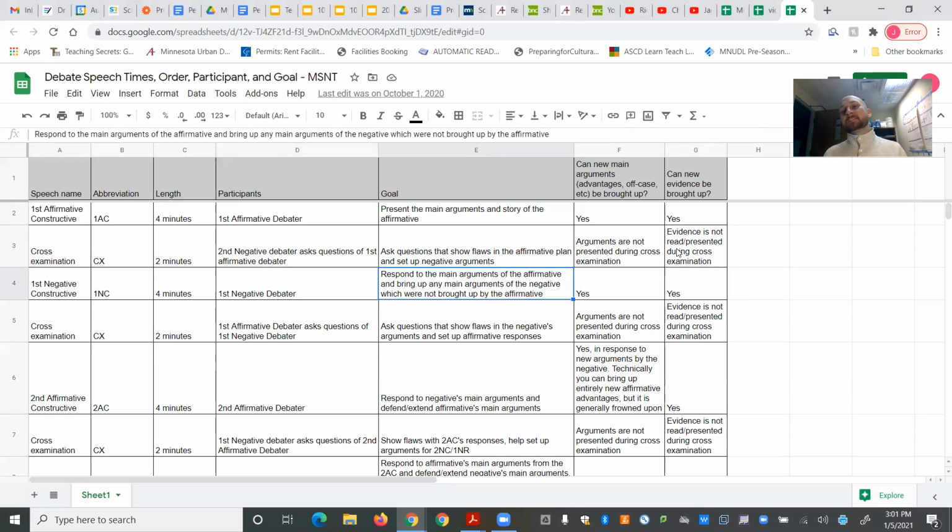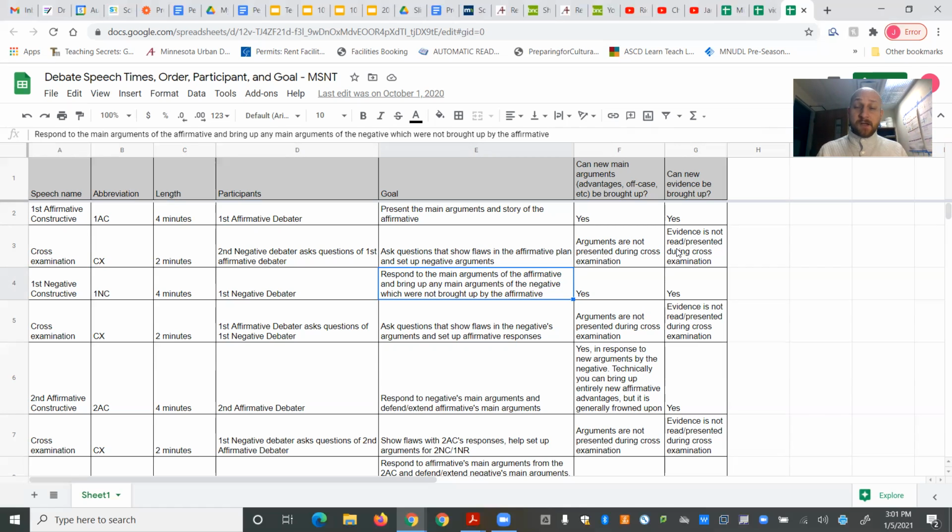Okay, and the goal of this speech of the 1N is to respond to the main arguments of the affirmative and bring up main arguments of the negative that weren't brought up in the affirmative. So let's say you're a novice debater and you want to talk about the disadvantage, and obviously the affirmative hasn't talked about the disadvantage yet because that's not part of their main argument.